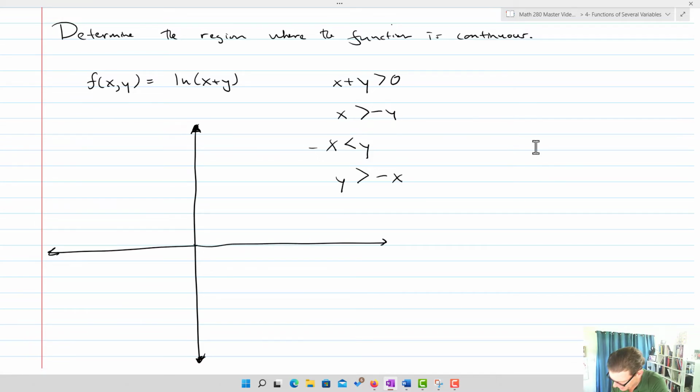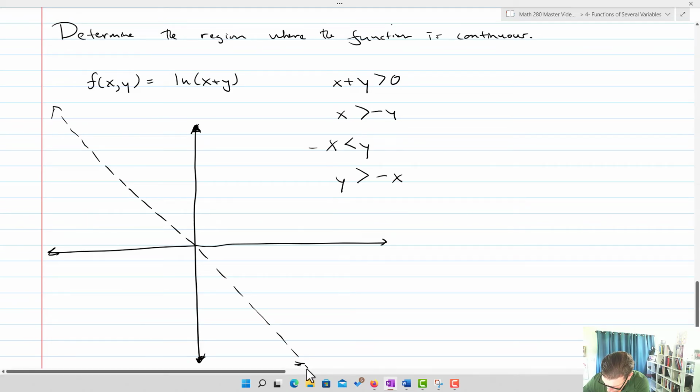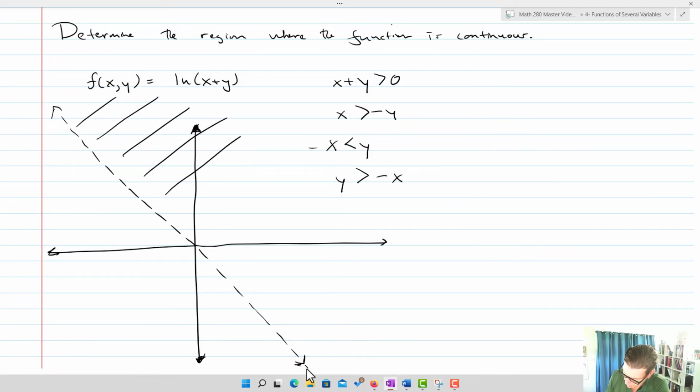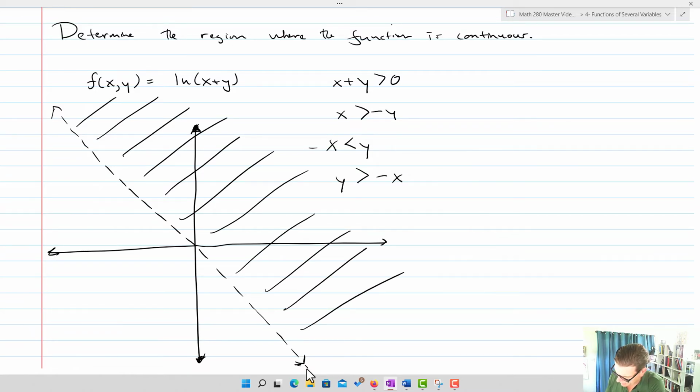Now imagine here's my graph, and there's the line y equals negative x. Since y has to be greater than negative x, we're going to end up above that line. We can even check that. Say, for example, I pick a point over here, let's say that is (3, 1). So 1 is greater than negative 3. That works. Awesome. And so, hence, this is the domain of that function.